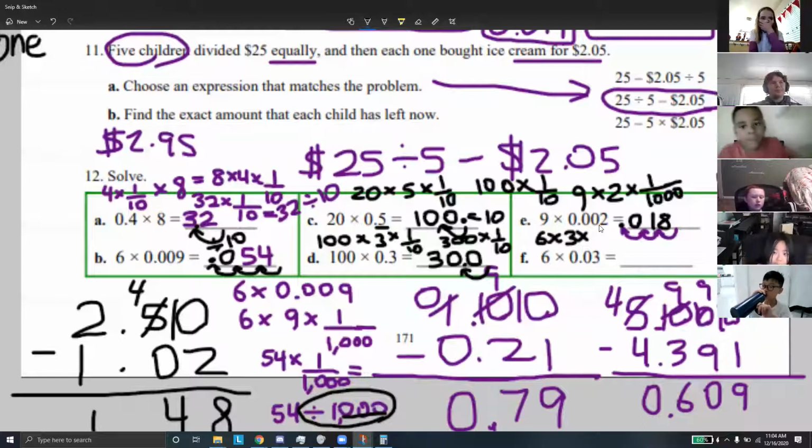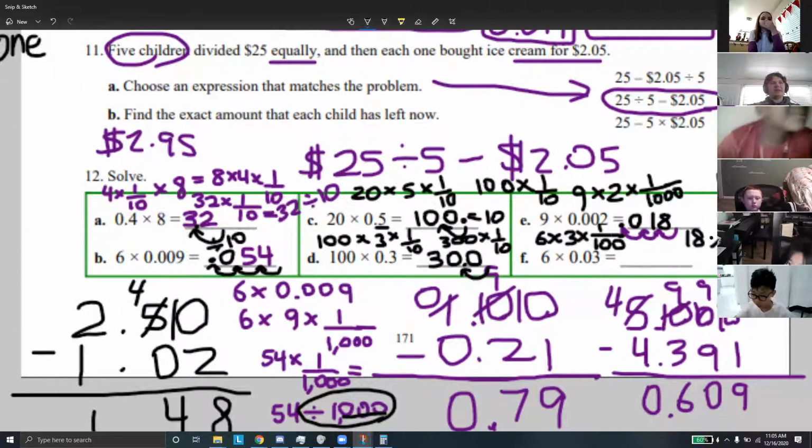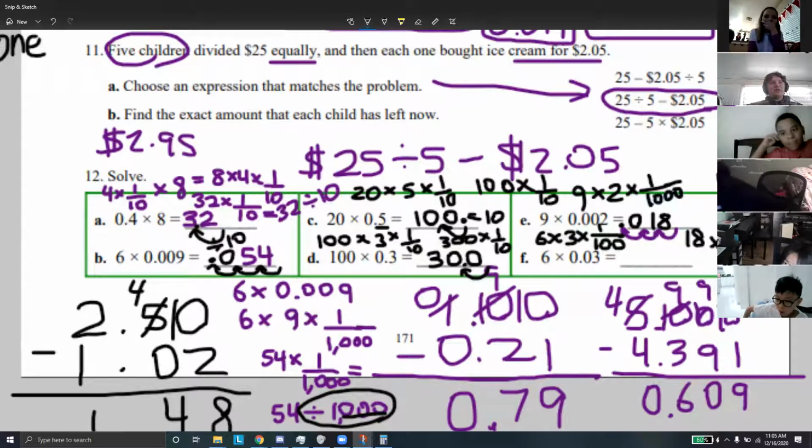Times 1 over 100. Yep, times 1 over 100 because the 3 is in the hundredths place. 6 times 3 is 18. Times 1 over 100. So 18 times 1 over 100 is equal to 18 divided by 100. And you guys know why that is.